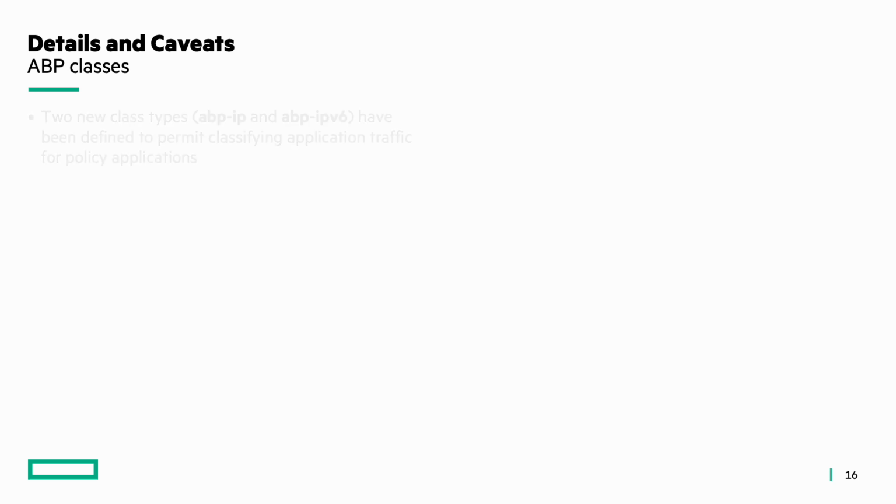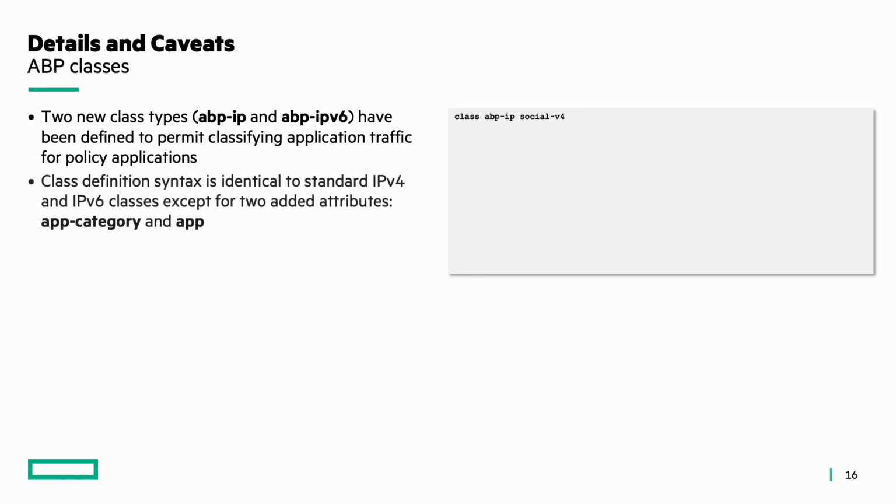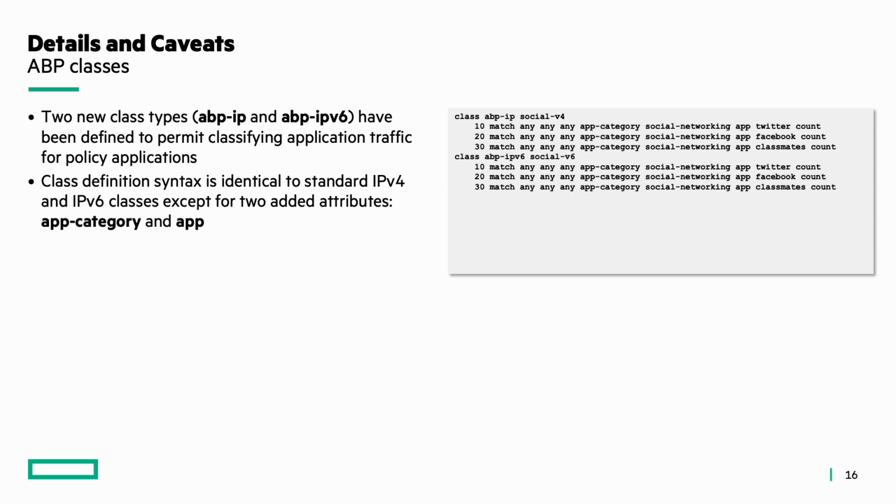The first is the ABP class. We've defined two new class types, ABP IP and ABP IPv6, to permit classifying application traffic for policy applications. The class definition syntax for ABP classes is identical to standard IPv4 and IPv6 classes, except that we've added two attributes, app category and app name. The app category uses the top-level application categories defined by the app recognition feature, while the app name attribute matches only a specific application within that specified category.